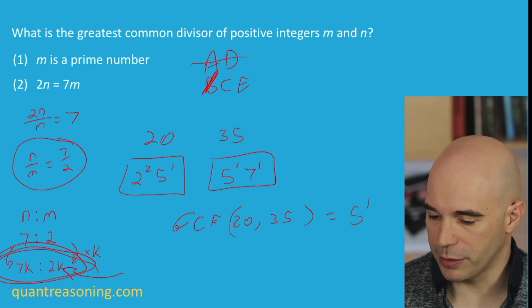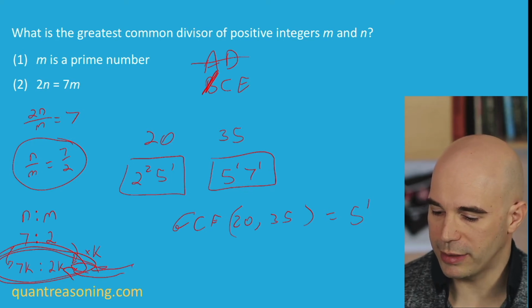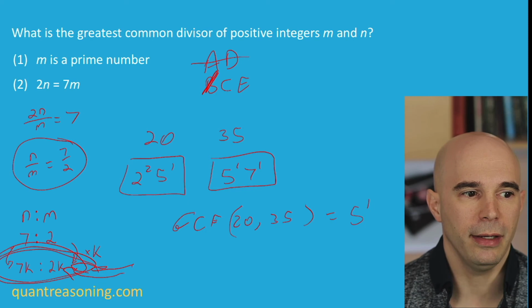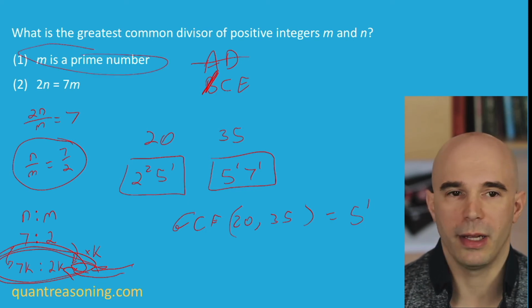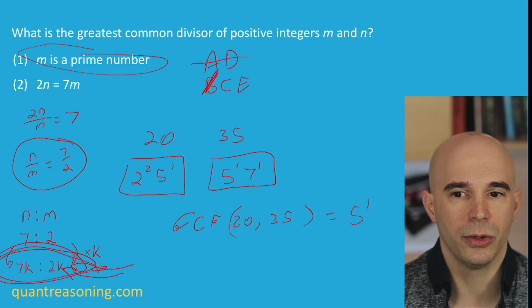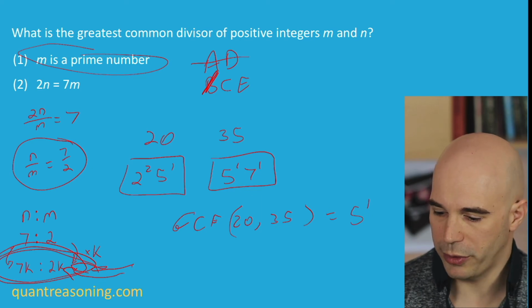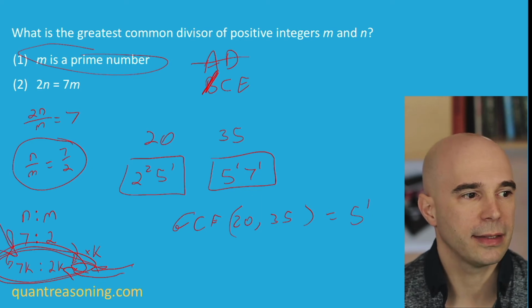So you can also use the ratio that we have here at the bottom. We already said m is equal to 2k, where k is some positive integer. But if you're telling me m is a prime number, well, now I know that m is exactly 2, which would then mean that n is exactly 7.